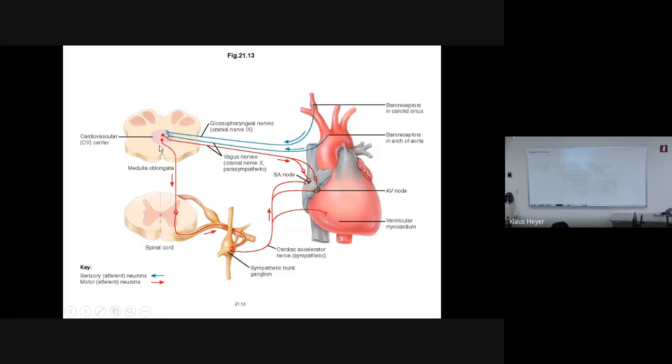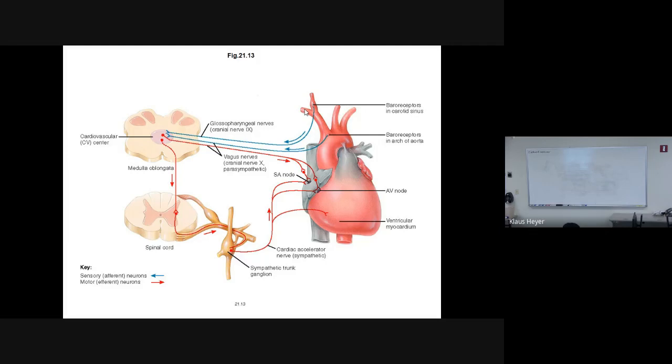So here they're showing the medulla oblongata, so that's kind of the control center, the cardiovascular center. So this is like the brain stem. So they're showing input coming in to the brain stem, and that's from those receptors, right? So here we're talking about pressure. So we're mainly talking about the baroreceptors.